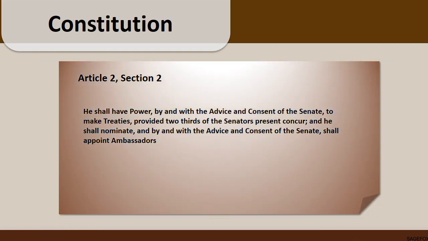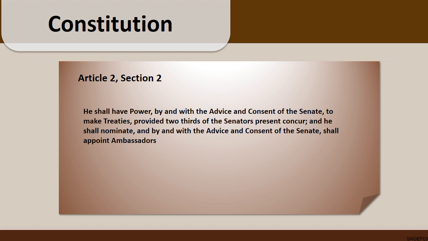The President, Article 2, Section 2, is the power of the President. He shall have the power by and with the advice and consent of the Senate to make treaties, provided two-thirds of the senators present concur, and he shall nominate, and with the advice and consent of the Senate, shall appoint ambassadors. So the people who represent us in other countries are appointed by the President. Again, the Senate has to approve and confirm. We can make a treaty, but that requires two-thirds of the Senate.